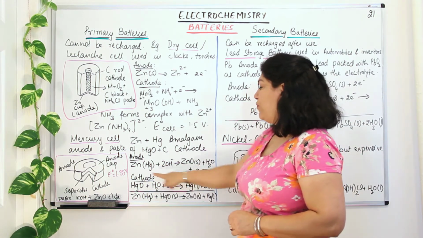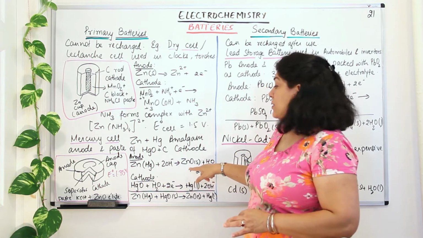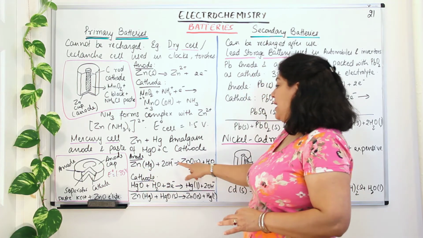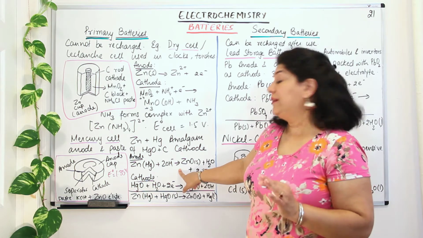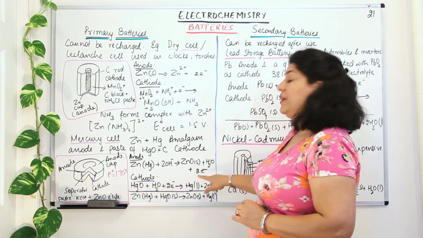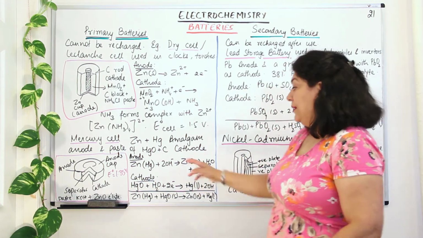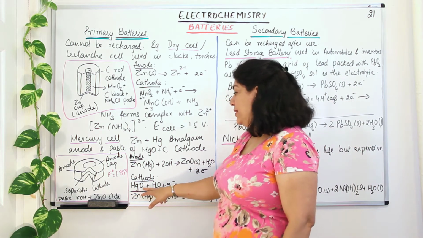So zinc, addition of oxygen took place. So zinc amalgam got oxidized, and therefore this is what occurs at the anode, oxidation, plus water and generation of 2 electrons. Then at the cathode, you have mercury oxide.